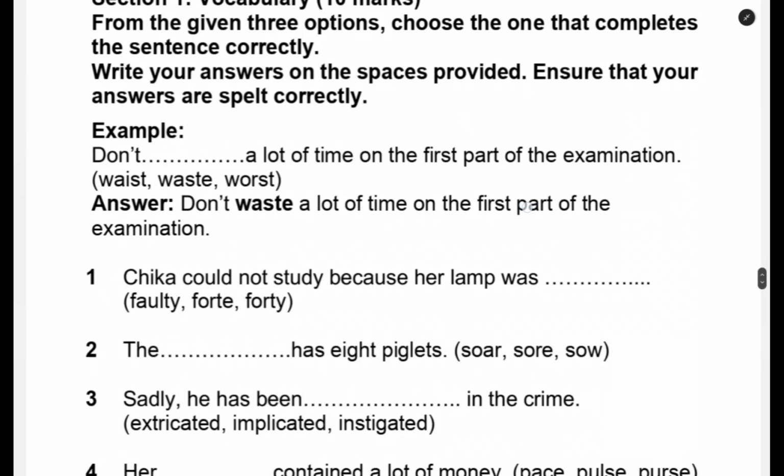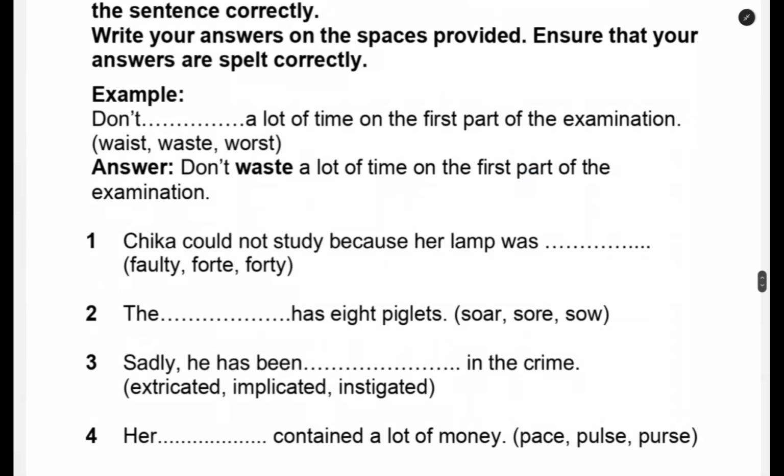So without wasting much of the time, let us go to question number 1 and see what has been provided to us. Question number 1 reads, Chika could not study because her lamp was dash dash dash. Okay, so Chika could not study because her lamp was. All the 3 words sound the same. So we have the first one, the second one, the third one, but they have different meanings.